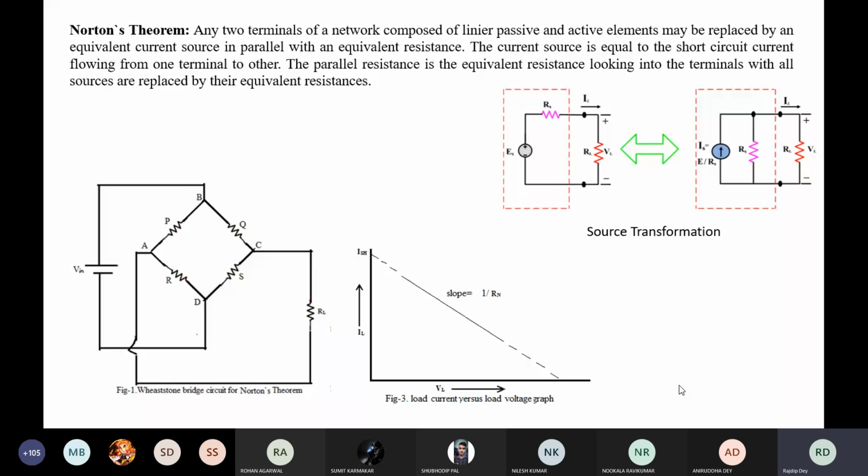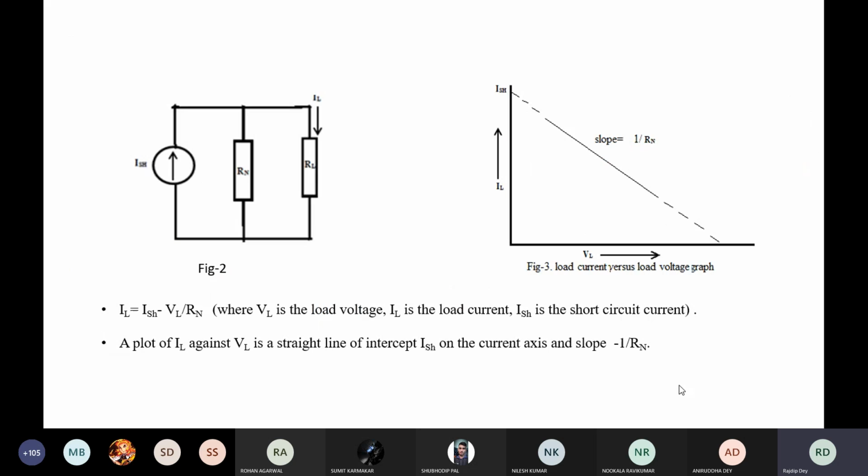Now the graph, you can see it is shown on the right hand side. That is the graph between IL and VL, that means between the load voltage and load current. So the graph between load voltage and load current for figure 1 and the graph between load voltage and load current for figure 2 need to be the same. If they are the same, then we can conclude that our circuit is the same and Norton's theorem is valid.